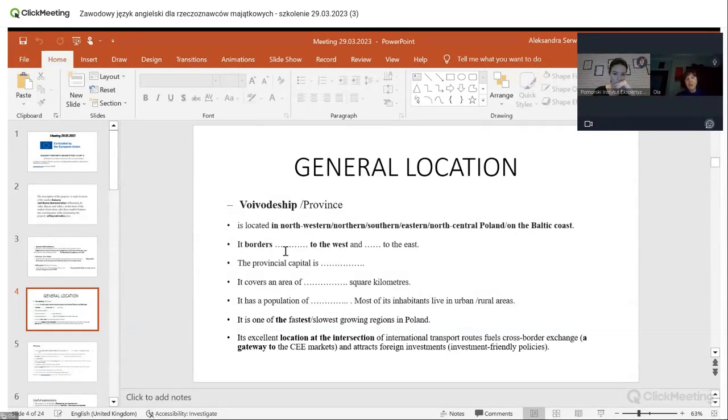And then you have a sentence: it borders something to the west. In Polish, we would say "graniczy z czymś na zachodzie." As you can see, it is a completely different thing in English. You say, for example, Sopot borders the Baltic Sea to the, now let me think, to the east, right? I think, not the Baltic Sea, but the bay, because Sopot, I think, borders the bay, not the Baltic Sea, actually. Then you can say the provincial capital is, you can say what area, the population, and most people, inhabitants, live in urban, miejskie, or rural areas.